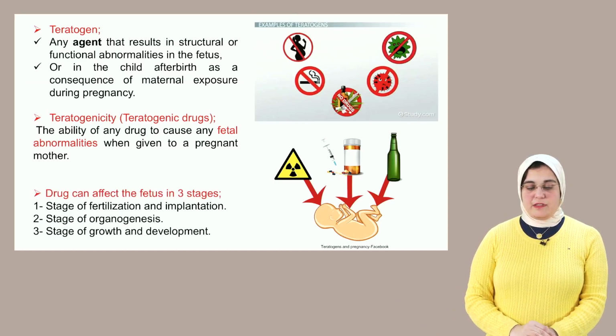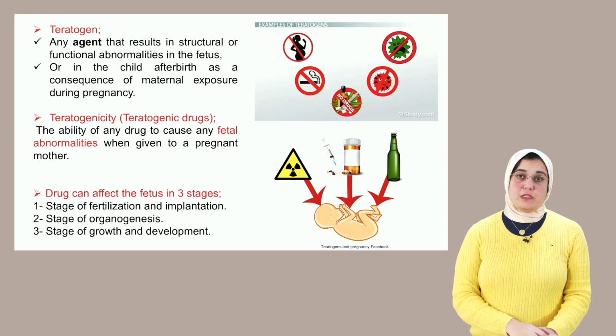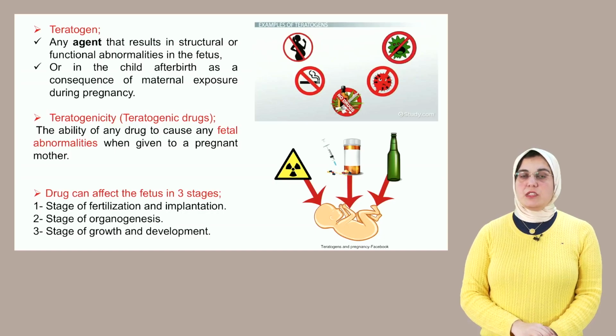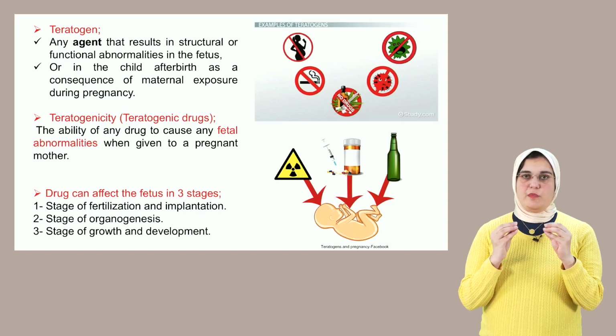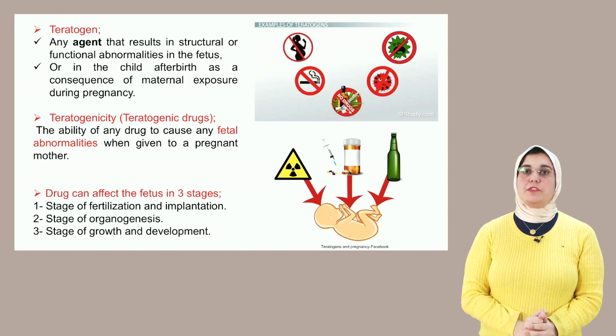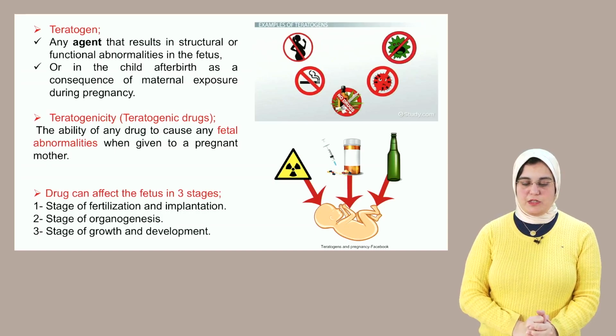Drugs can affect the fetus in 3 stages. The stage of fertilization or implantation is the first 2 weeks after the ova and sperm meet together and combine and make a bigger fetus. This is the first 2 weeks of conception.